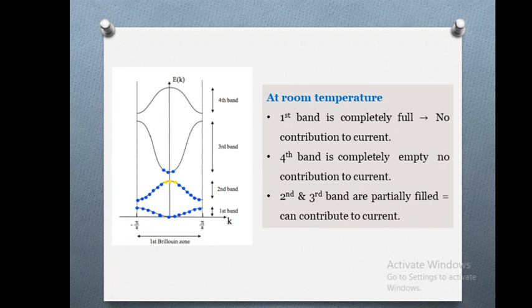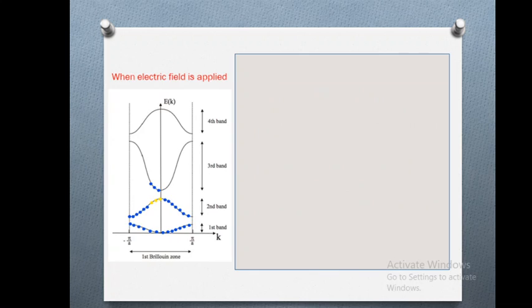So if you go to room temperature, at room temperature, a few electrons will jump to the higher excited band, which will result in partially filled second and third bands. Here I have shown the empty states in the second band by yellow dots. So here, as these two bands, second and third, are partially filled, these will contribute to the current, whereas the first and the fourth bands will not contribute because the first band is completely filled and the fourth band is completely empty. So now let's discuss the contribution to the current by the third and second bands.